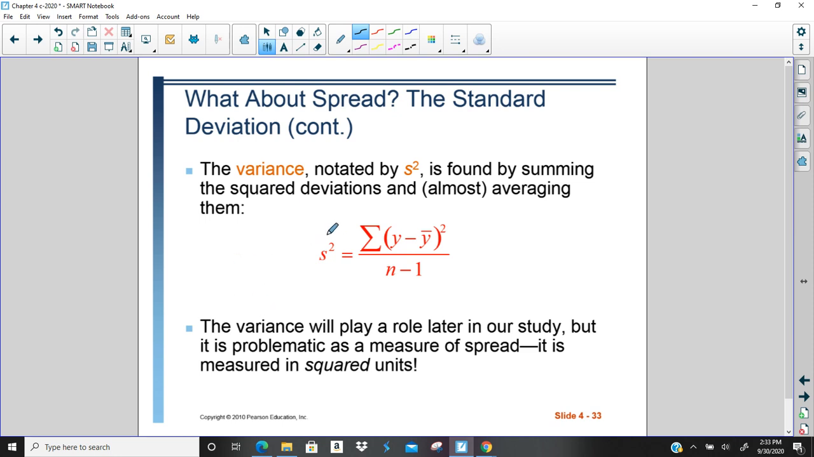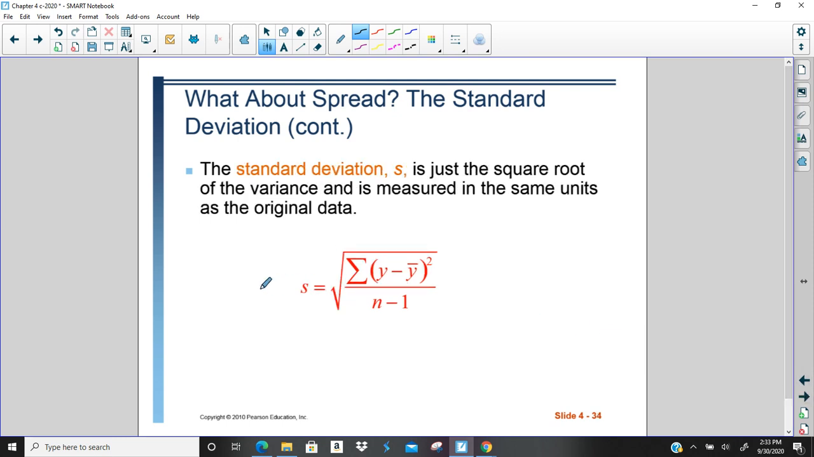Now, just so we're clear, what we're seeing right this second is the variance. It's noted by S squared. It's the standard deviation squared. We're going to use it later, but we're showing it to you because if it's S squared and we take the square root of it, we're left with the square root of the summation of each data point minus the average, squared, over n minus 1. Okay.